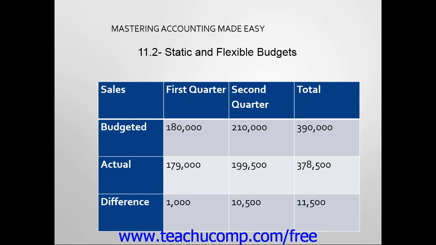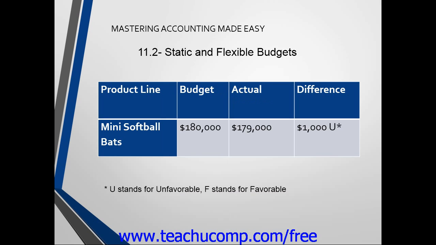This shows XYZ Inc.'s budget and actual sales data for the different quarters. Notice the row at the bottom that shows the difference between the budgeted and actual sales amounts. The sales budget report's first quarter is shown here. This is just for the product line for mini softball bats. In a real static budget, the company would show all of the different product lines and the differences between the budgeted and actual sales amounts.